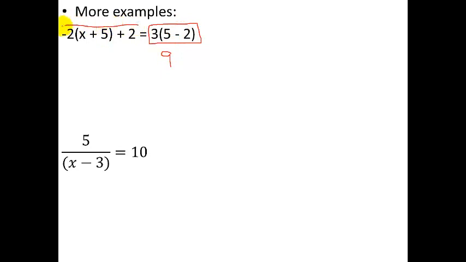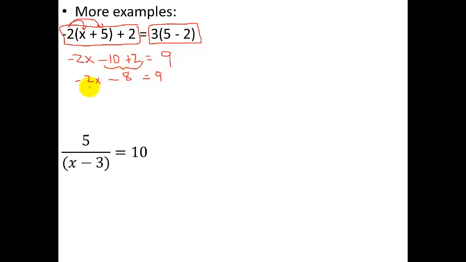How about over here? Let's simplify this expression. If I distribute the -2, I get -2x. Negative 2 times 5 is negative 10 and plus 2. So before I've started solving, I've simplified both sides. And now when I'm solving, it's going to be a lot easier. Let's put these two together. Negative 2x. Negative 10 plus 2 is negative 8. So I'm just combining those together.